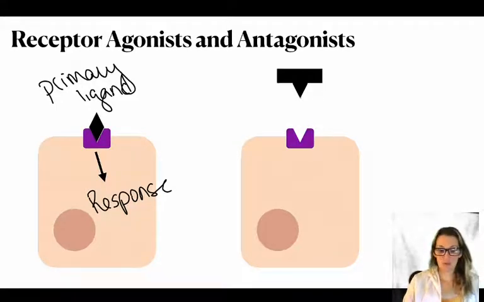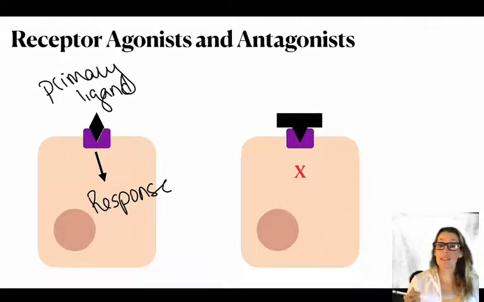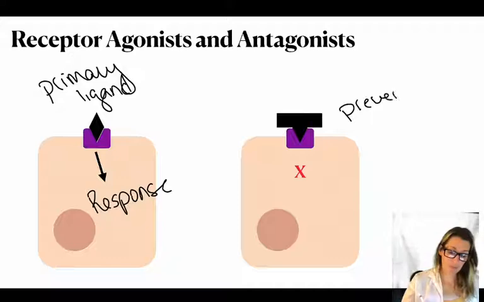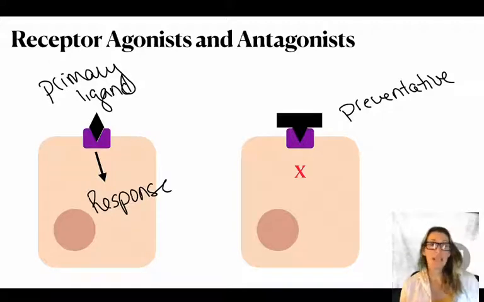An antagonist, rather than triggering an intracellular response, prevents an intracellular response. So when an antagonist binds to that receptor, it fits the receptor, but nothing happens inside the cell. So what this does, this can be preventative. So it can stop reactions from happening. And almost every drug that we use is one of these two things. It's an agonist or it's an antagonist. It's mimicking the primary ligand, and it's either making something happen or stopping something from happening.